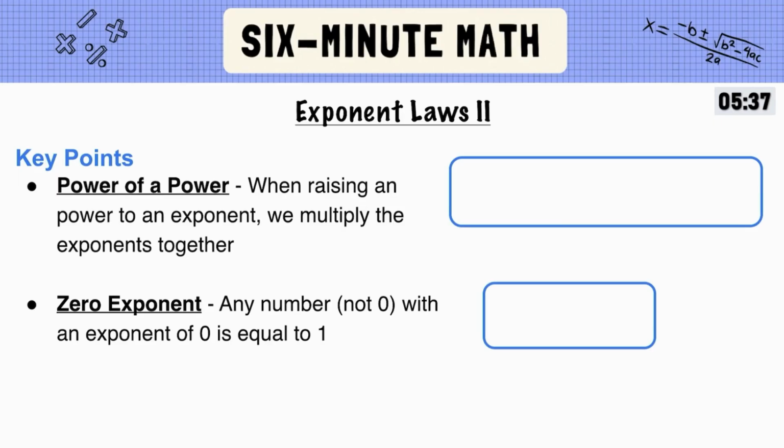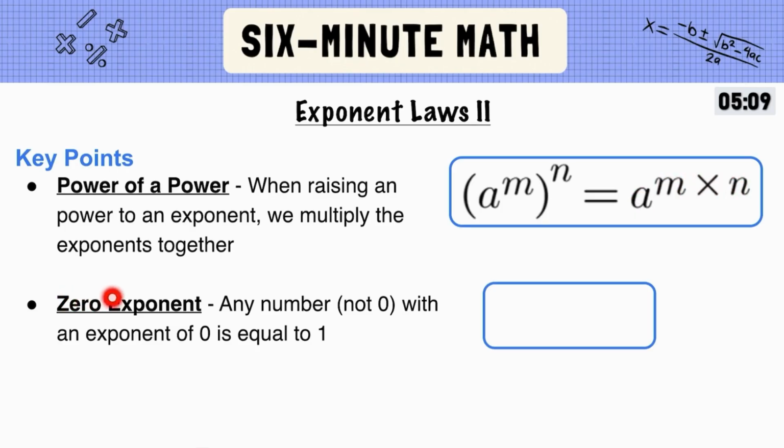Our key points for today's exponent laws are to understand that when I am doing the power of a power, I'm going to multiply the exponents together. What does that look like in example? If I have the power of a to the power of m, and all of that has an exponent of n, I can simply keep my base and multiply my two exponents together.